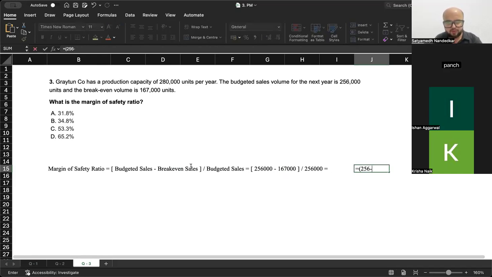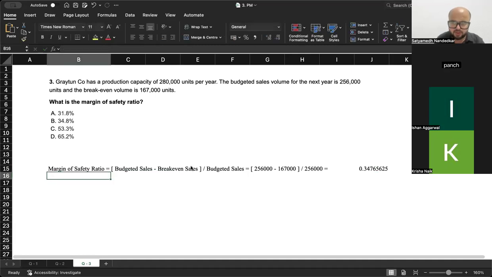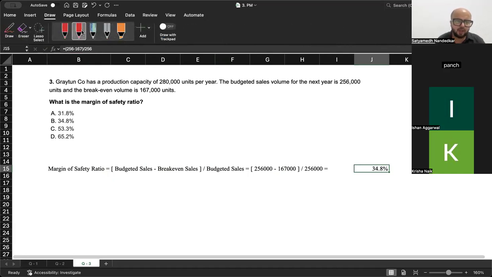34.7. 256 minus 167 upon 256. 34.76% and 6. 34.8%. Who can get this answer right? If you have learned the formula, you will definitely get the answer right. In fact, in terms of difficulty, I would classify this as an easy level question. This is not a tough one. Now, let's do another one.